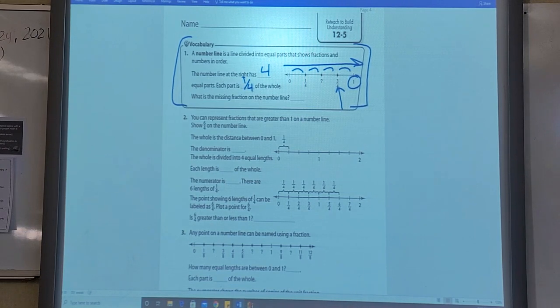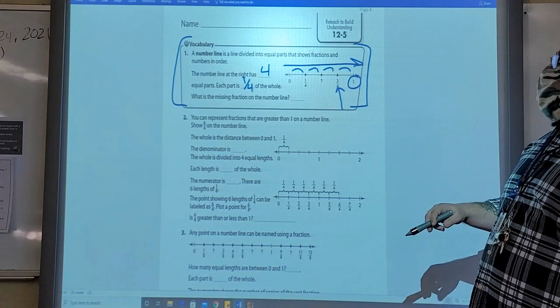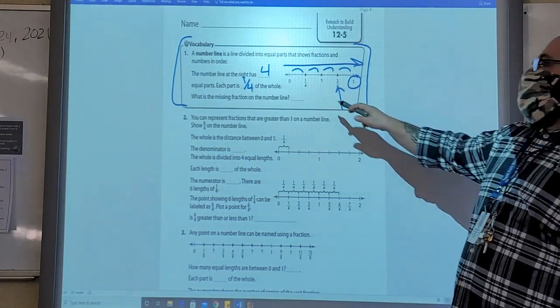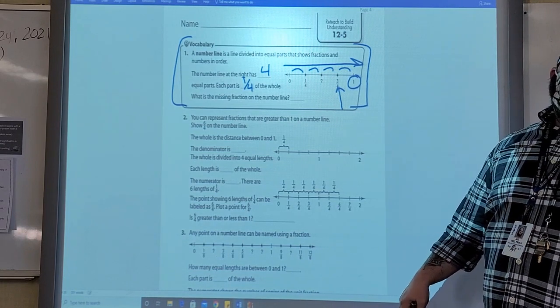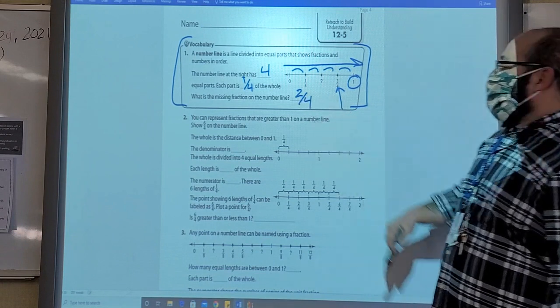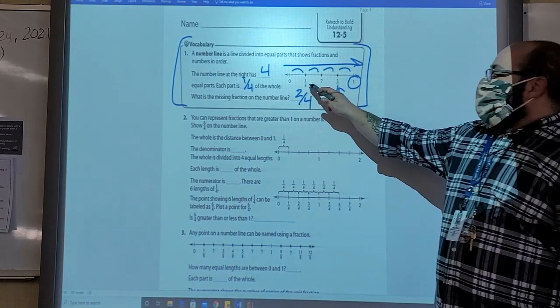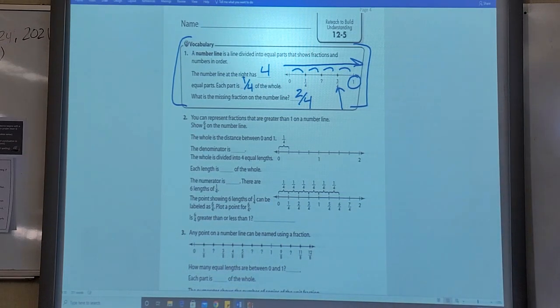Okay. Now, last one. What is the missing fraction on the number line? Remember, guys, the denominator stays the same, but the numerator goes up one each time. Ariana. Two-fourths. Because we have one-fourth, two-fourths, three-fourths, right? You see, it's just like what we were doing yesterday.